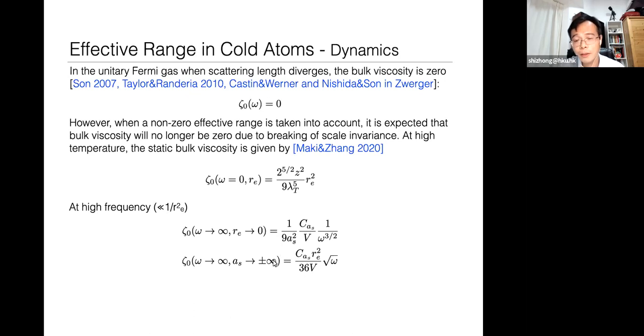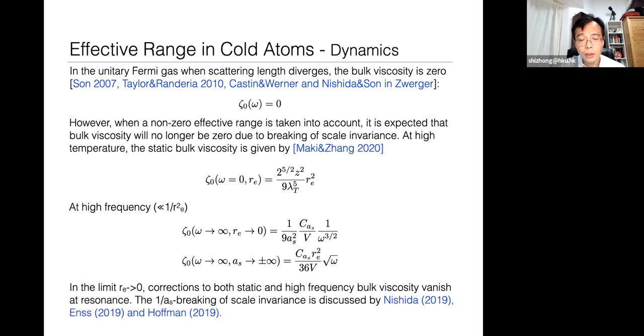So from these two expressions, obviously, the high frequency dependence is quite different, whether you take into account the effective range or not. There is also a calculation for a finite 1 over a_s, where you deviate away from the resonance, and then the scale invariance is also broken. In that case, there are calculations done earlier by Nishida and Tillman and also Johannes Hofmann. So there are some subtleties there, which I'll mention later in relation to using the kinetic theory and also the Kubo formula in calculating this quantity.